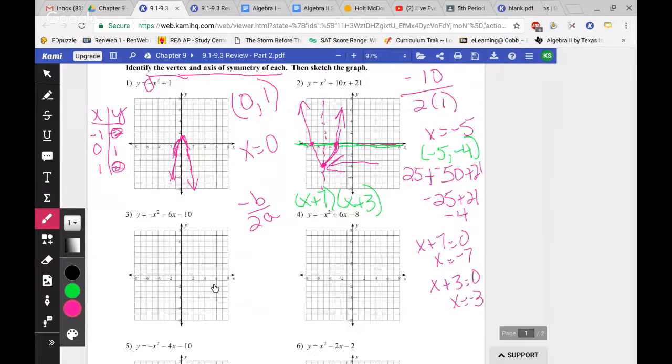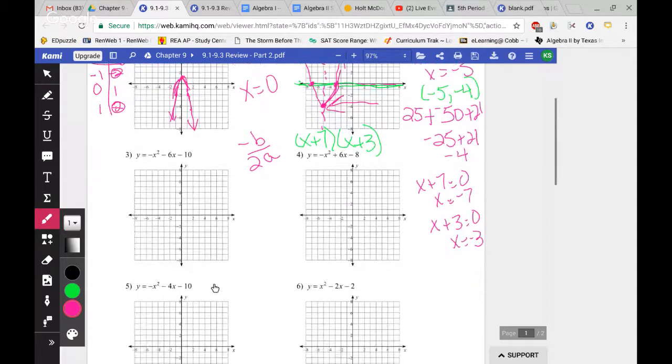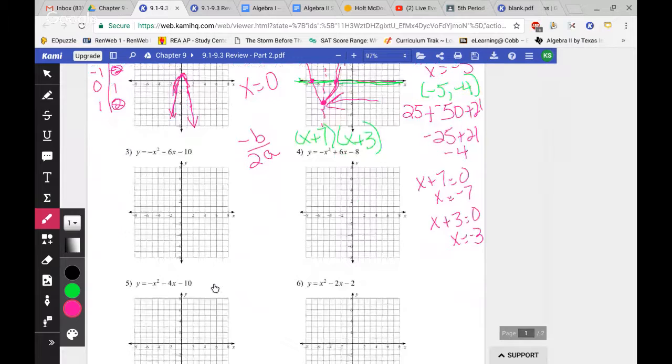I just always like to practice as much as I possibly can of finding those x-intercepts, because that's a lot of times what you need to do. But we'll do number 3 and number 4. We'll just plug those into the calculator after we get our vertex. Does that sound good? Okay. I'll use Desmos on here if that's okay with you. That way you can see what I'm doing.